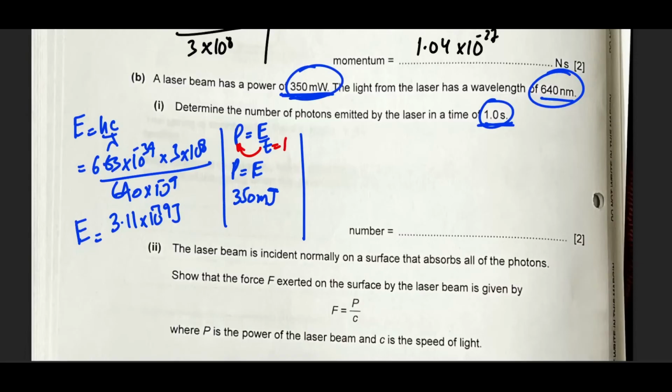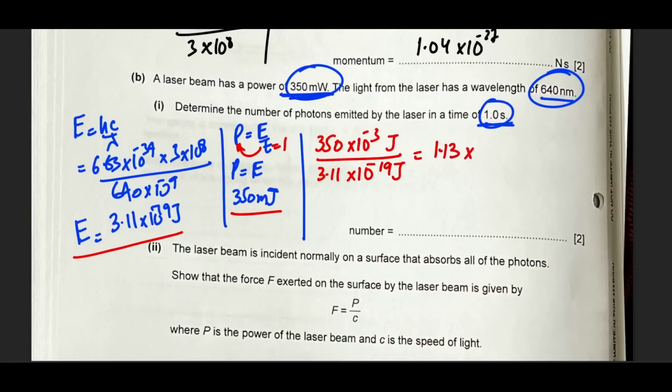So from this point onwards, we realize that this is what we want. This is the energy of 1 photon. It's a matter of the ratio method, or you can simply see that this is 350 × 10^-3 joules needed divided by how much one of them is providing, 3.11 × 10^-19 joules. When you do that, it comes out as 1.13 × 10^18 photons. So I need this many photons received in 1 second so that my laser can generate this much power. Okay, all right.